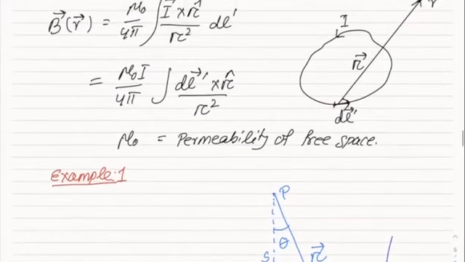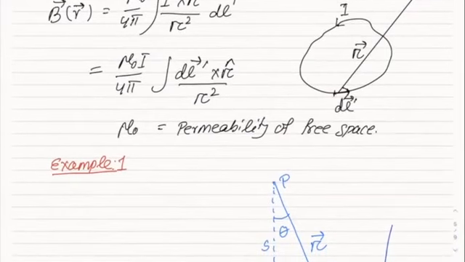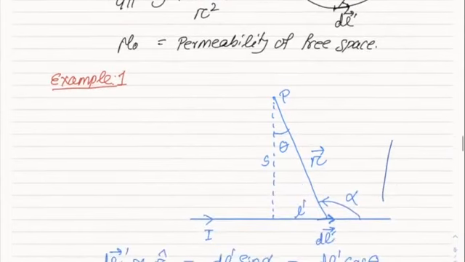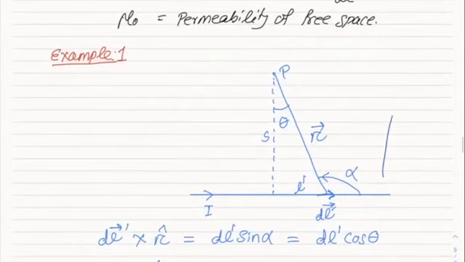All you have to do is to calculate this particular factor, dl cross r cap by r square. These are all constant, you know, I, mu 0 I by 4 pi you can estimate. So the problem boils down to calculating the cross product of dl prime with r cap, and of course r square. Okay, what is the separation vector? Now first let us see what is dl prime cross r cap.